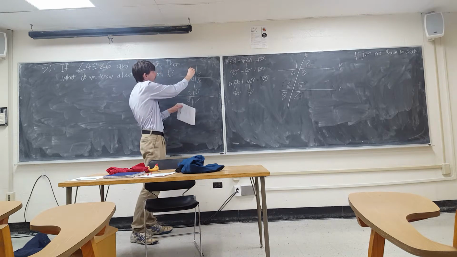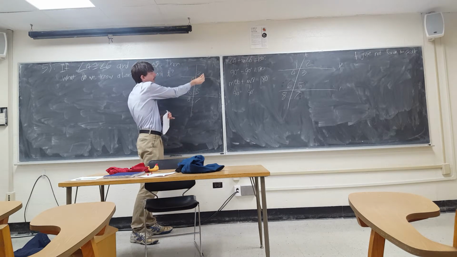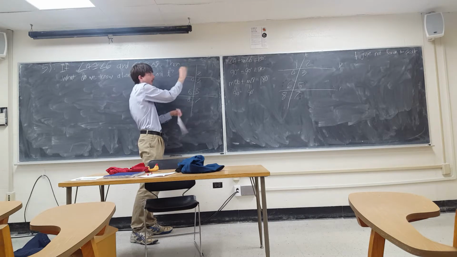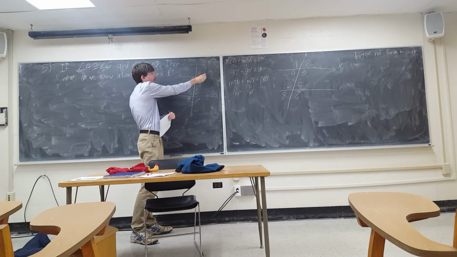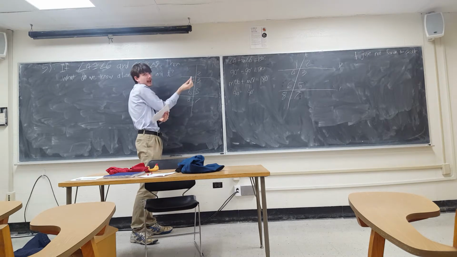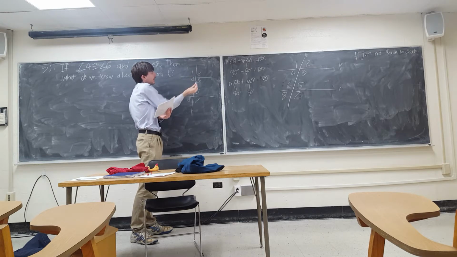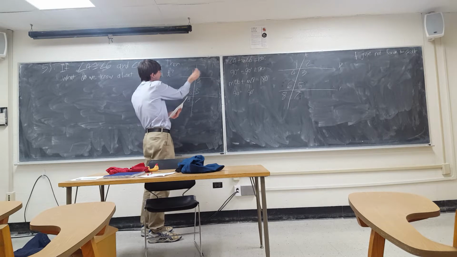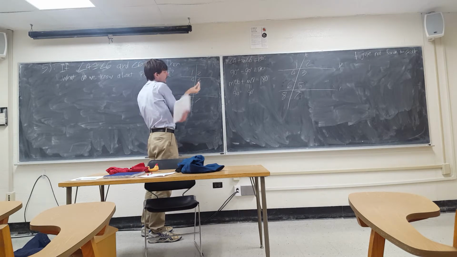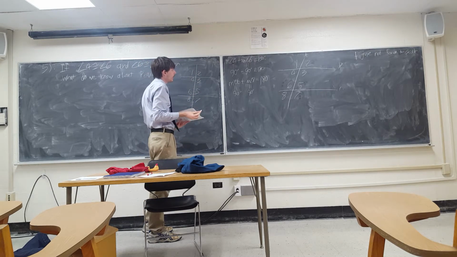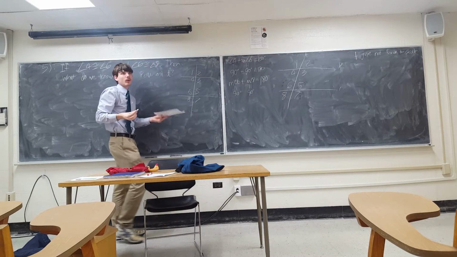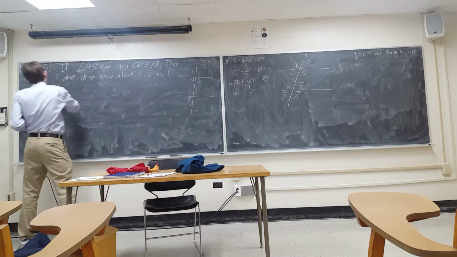Then up here, you can do your same side exterior, or you can do your linear pair. This 2 and 1 must add up to 180 degrees. Knowing that 2 is 90, we can just add 90 for number 1 and get a total of 180. So, all of these angles are right angles.